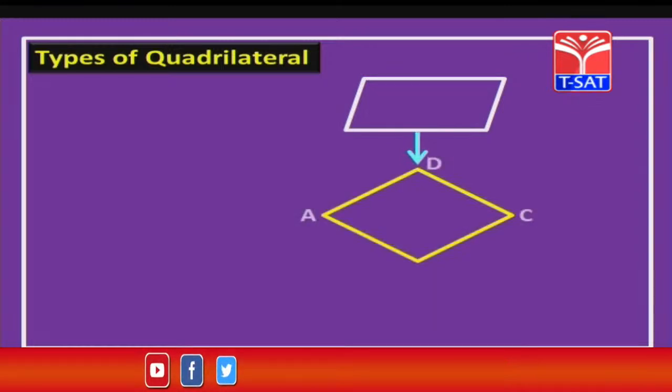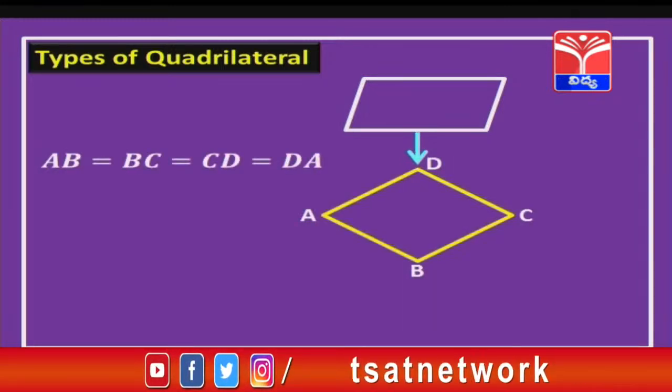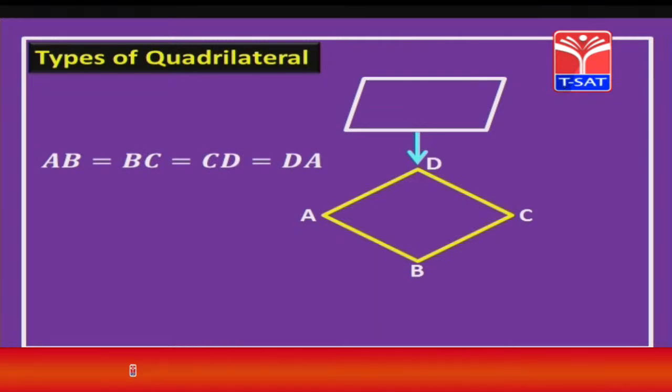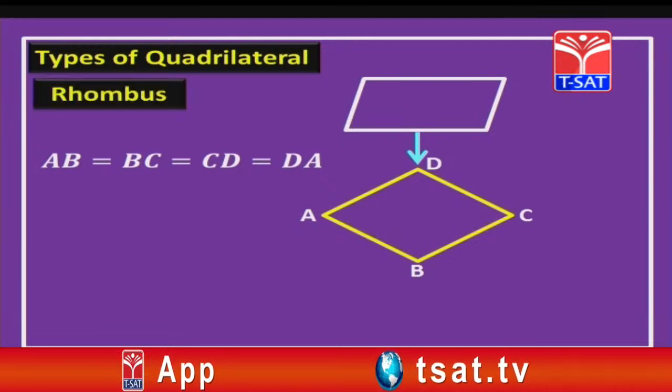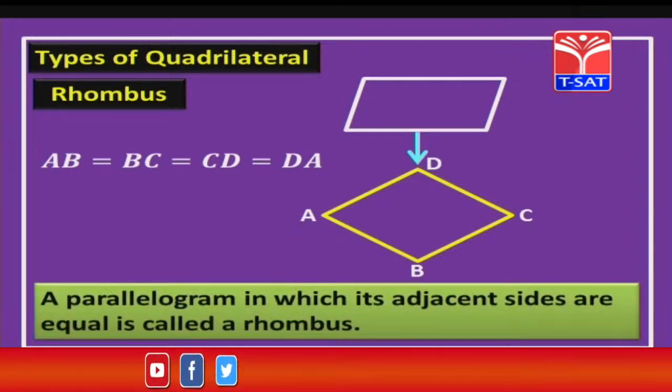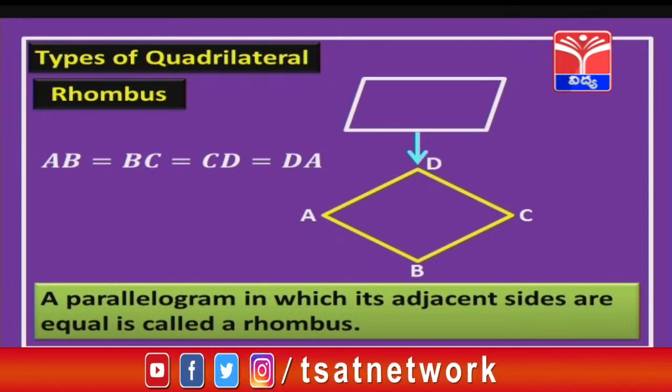Let us consider a quadrilateral ABCD in which all the sides are equal, that is AB equal to BC equal to CD equal to DA. Now, such type of parallelogram is called a rhombus. So, how do we define a rhombus, children? A parallelogram in which its adjacent sides are equal is called a rhombus.